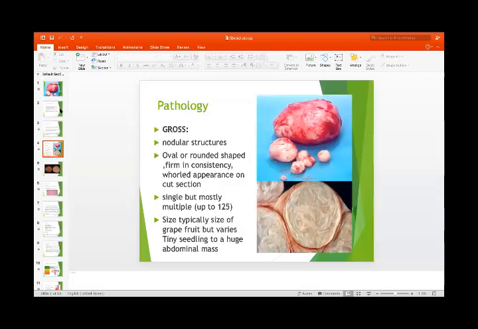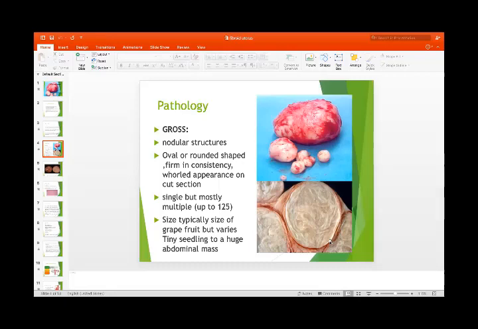Regarding its pathology, grossly, it is a nodular structure. It appears as globular, rounded, firm masses, oval or rounded in shape and hard in consistency. There is a whorled appearance on cut section. When you do a cut section like this, you will see the whorled appearance. They occur either singly or they may be multiple.